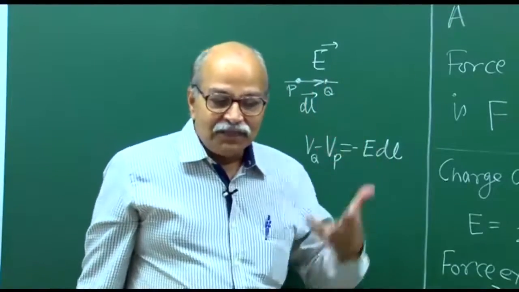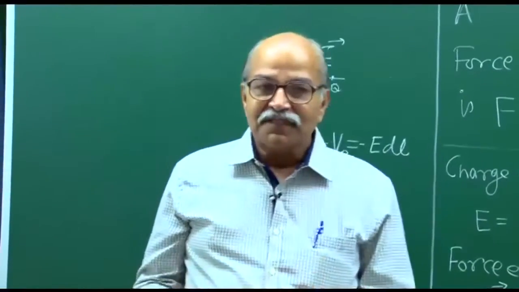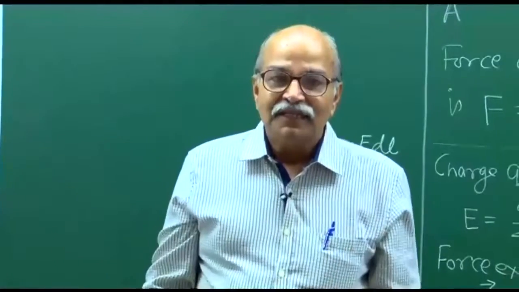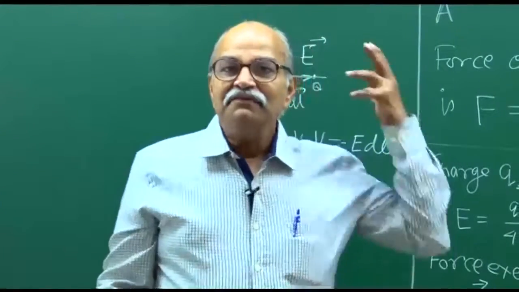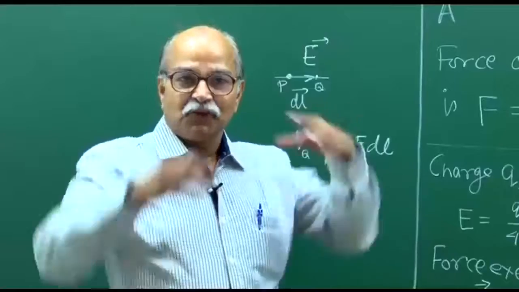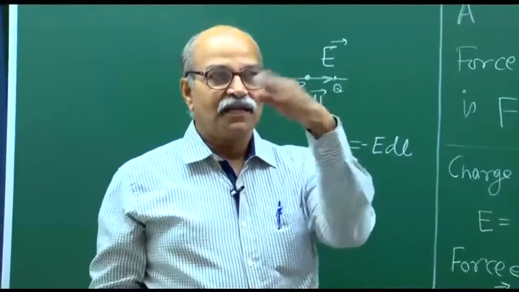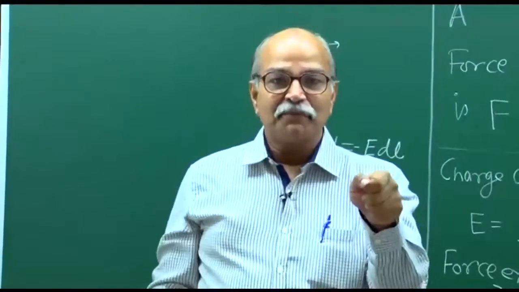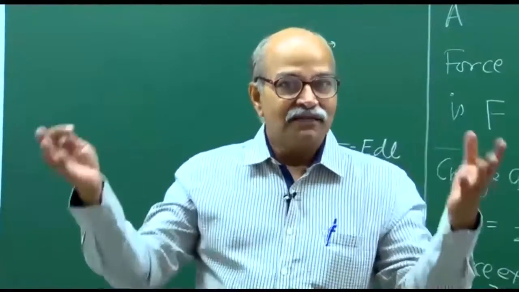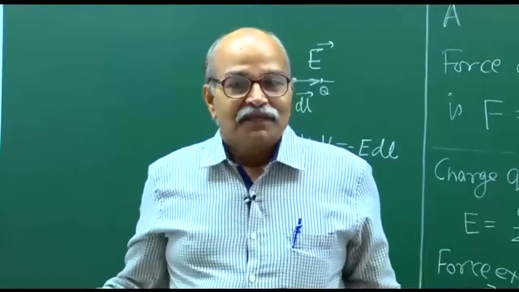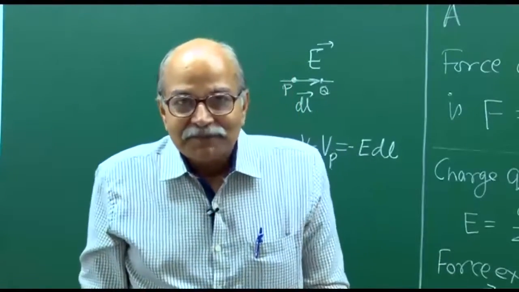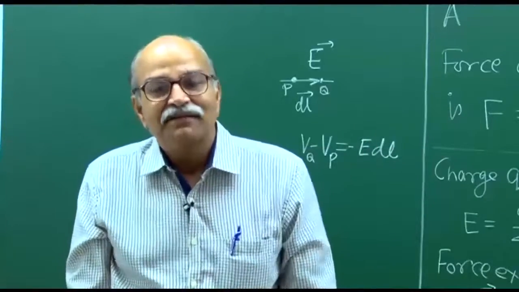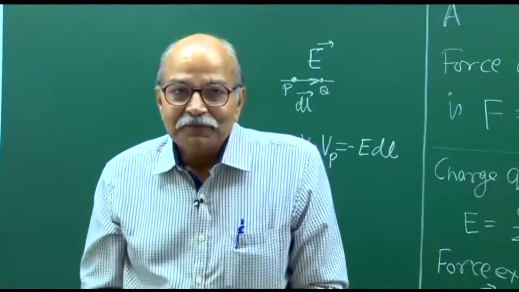So, this potential is another way of describing the same field. The same electric field can be described by giving this potential everywhere. If you know potential everywhere, you can always calculate the electric field. If you know the electric field everywhere and you fix the potential at one point, you can find the potential at other points. So, these are two different ways to describe the electric field.